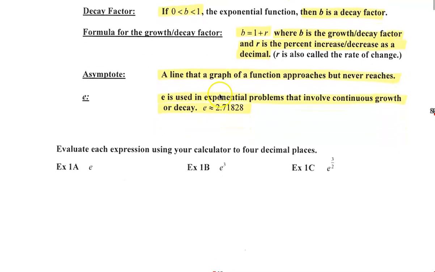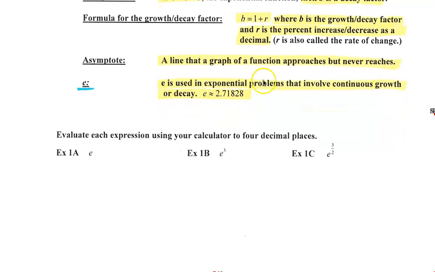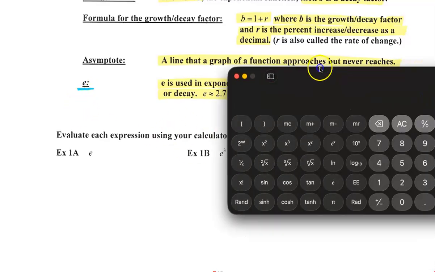As we talked about before, e is a special number. E is used in exponential problems that involve continuous growth or decay. E is 2.71828, and it keeps on going. It's a number you find all across nature, but we use it all the time in exponential problems, a lot of times in business and finance. So you'll see e a lot. E is kind of like pi. It's a special number we use all the time. So 2.718 and so on. So let's bring out a calculator and talk about how to use it.